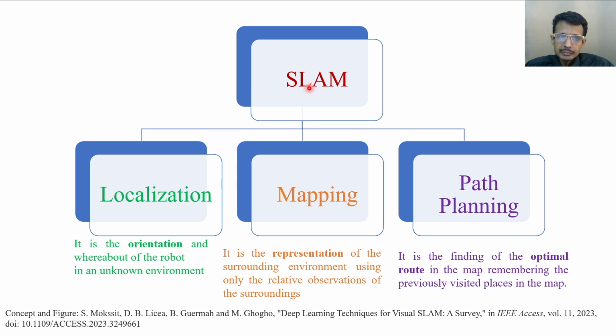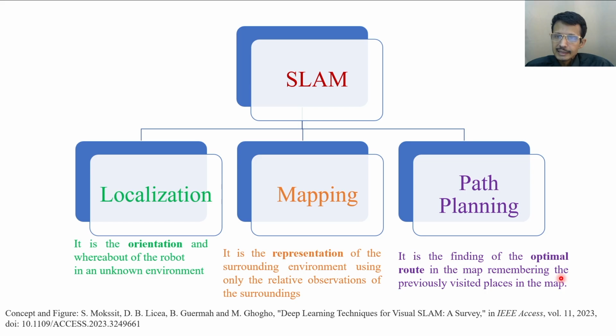Now, SLAM basically has three main submodules. One is localization. It is the orientation and whereabouts of the robot in an unknown environment. Then mapping. It is the representation of the surrounding environment using only the relative observation of the surroundings. And path planning. It is the finding of the optimal route in the map, remembering the previously visited places in the map.